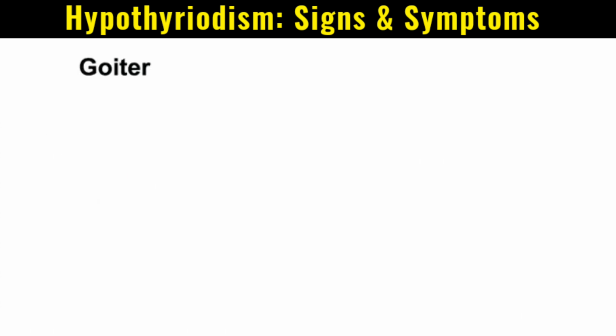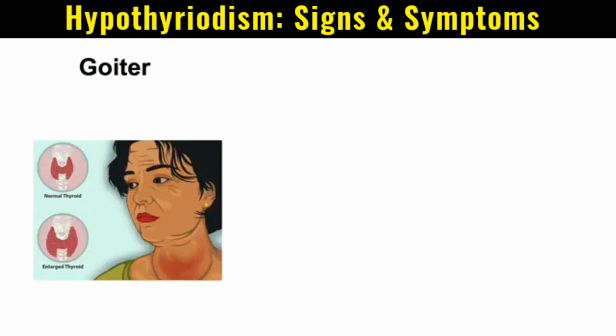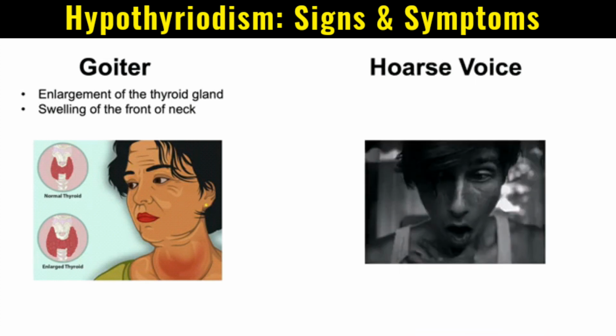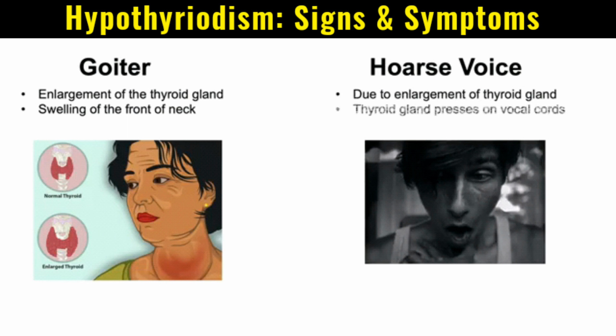You can also see issues with goiter. So goiter is an enlarged thyroid gland. So you can see in some individuals a very swollen neck. So again, swelling of the front of the neck. And then we can also see a hoarse voice in some cases of hypothyroidism. So this is often due to the enlargement of the thyroid gland, where it actually starts to compress vocal cords. So in some cases of hypothyroidism, we can see goiter occurring, so an enlarged thyroid gland, so swelling of the front of the neck. And then because of that swelling, it can actually compress or press on vocal cords and cause a hoarse voice. So we can see these occurring in hypothyroidism as well.